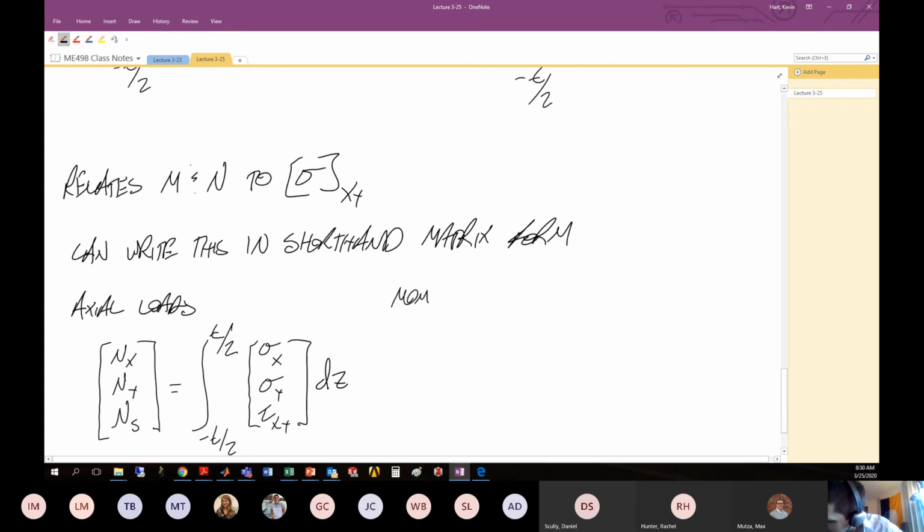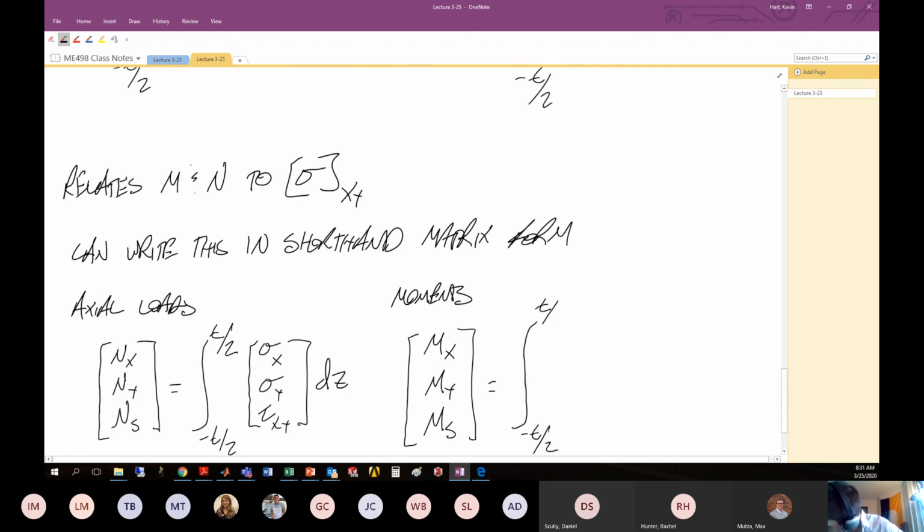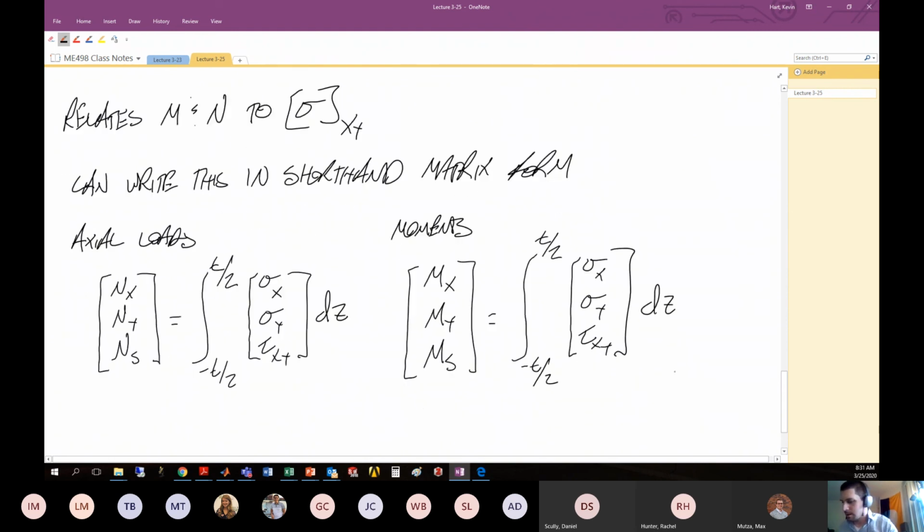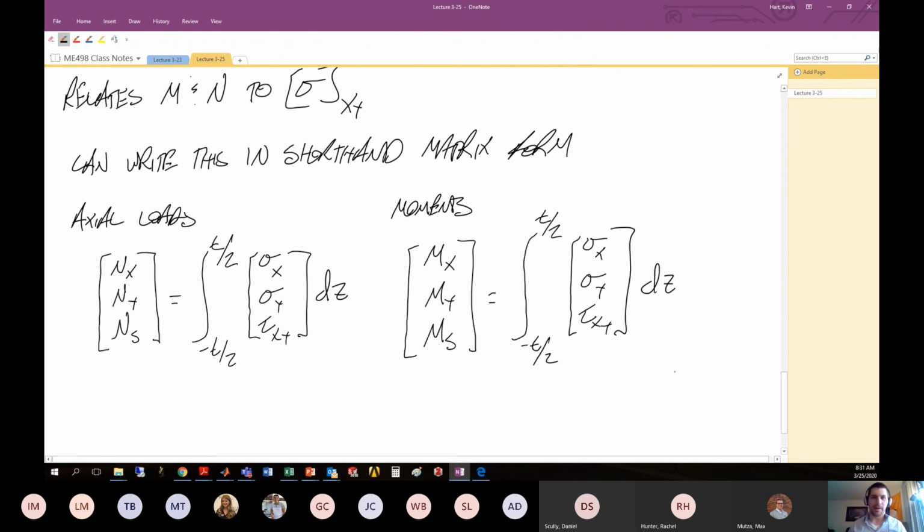And for moments, similarly, we have MX, MY, and MS, sort of the shear moment, which is a little bit difficult to understand. It is the integral from negative T on 2 to T on 2 of the vector of stresses, sigma x, sigma y, tau xy, all integrated over the thickness dz. All right. So this is how we're relating loads that we might apply to the piece to the stresses which develop inside of the structure.